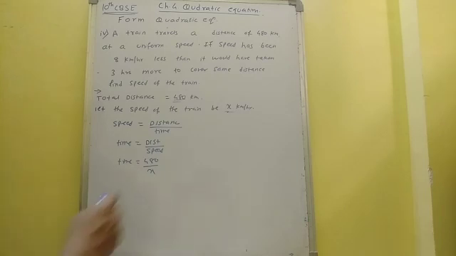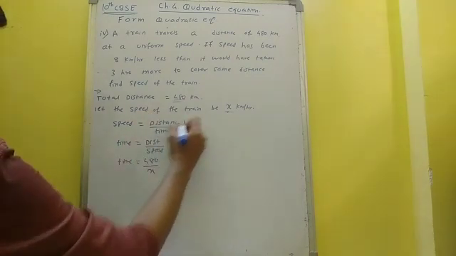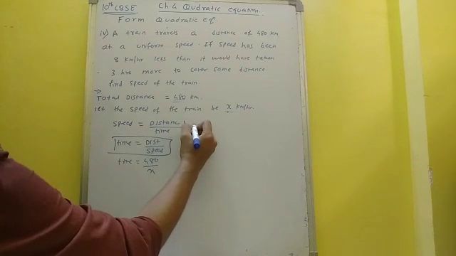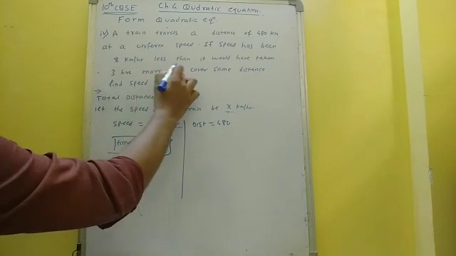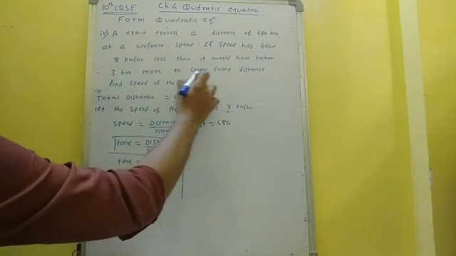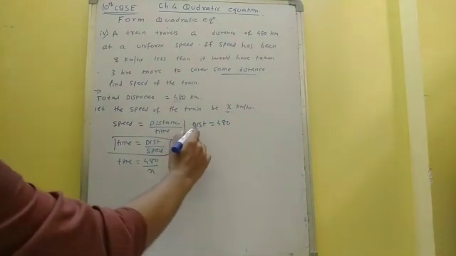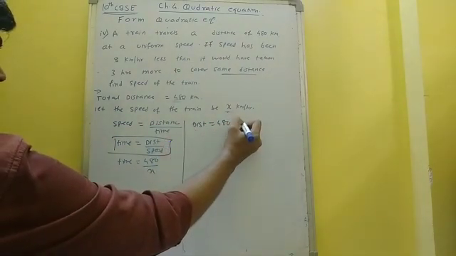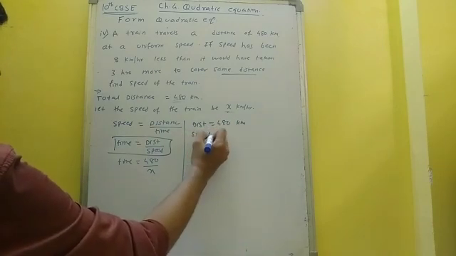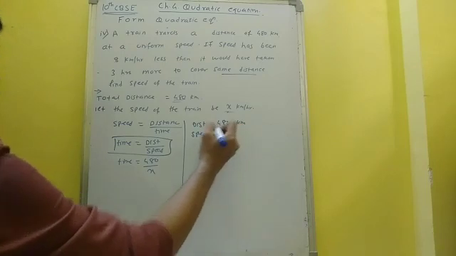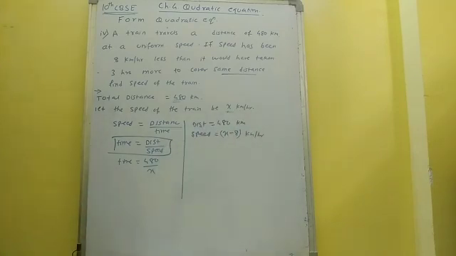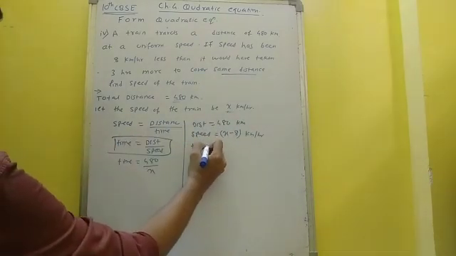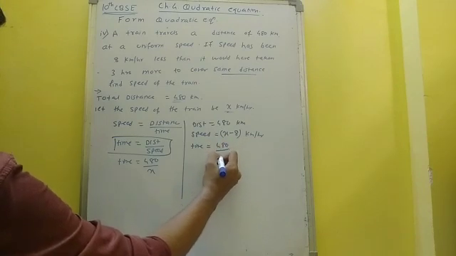Now in the second condition, it is given that if speed is reduced by 8 kilometers, then it would have taken 3 hours more to cover the same distance. Distance is the same, 480 kilometers, and speed is 8 kilometers per hour less. Earlier the speed was x, now it has become 8 less. So time taken will be distance upon speed.